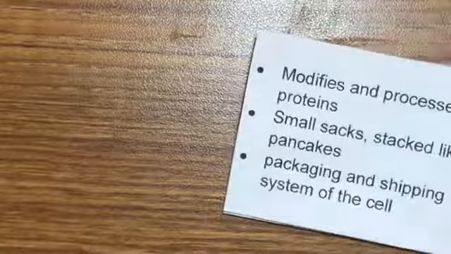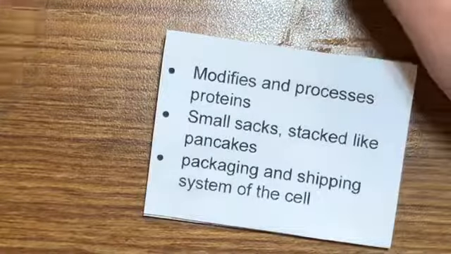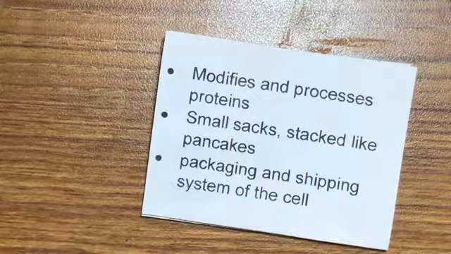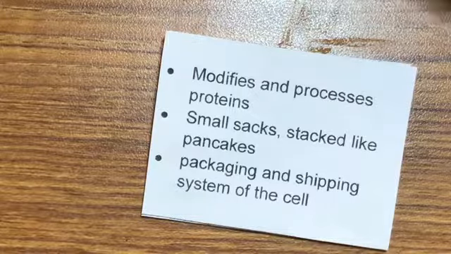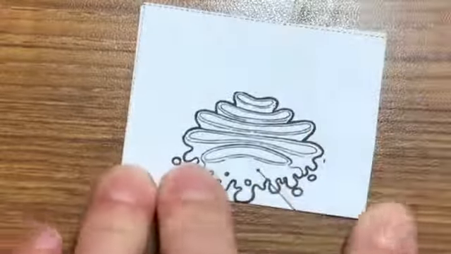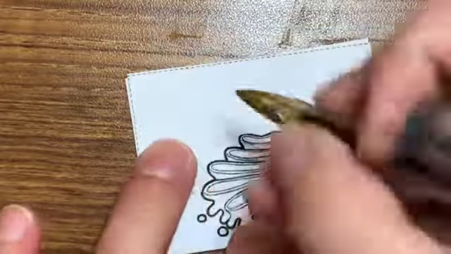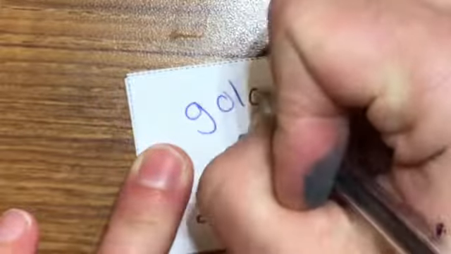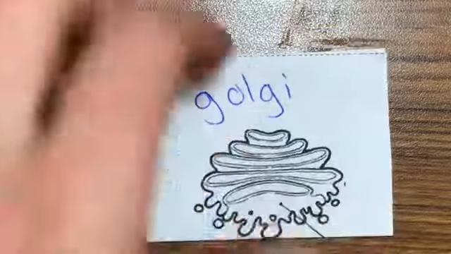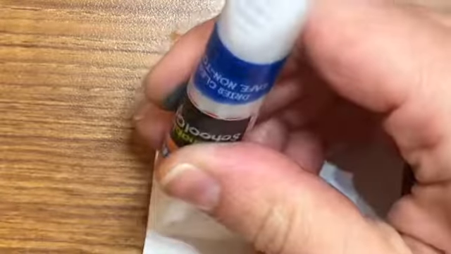Down flat. Okay? Modifies and processes proteins. They're small sacs stacked like pancakes, packaging and shipping system of the cell. Okay, that is describing this thing. When you look at your notes, you're going to find that is the Golgi. Sometimes called the Golgi apparatus, sometimes called Golgi complex, but it's always called Golgi something. So we'll just call it the Golgi.